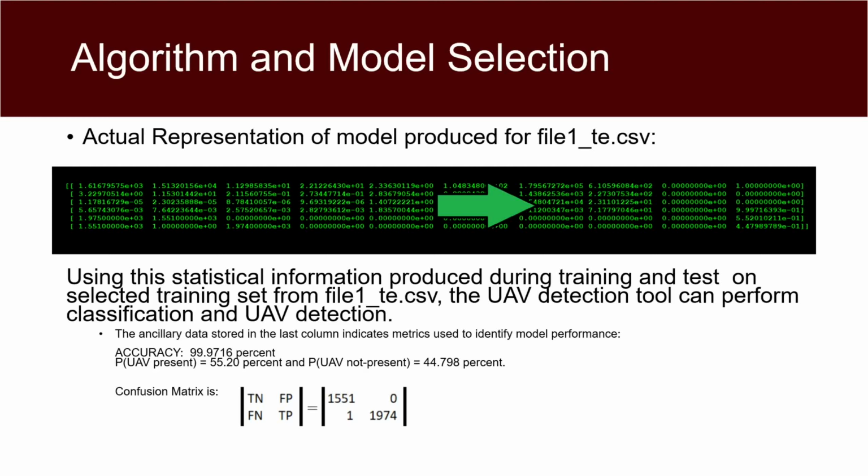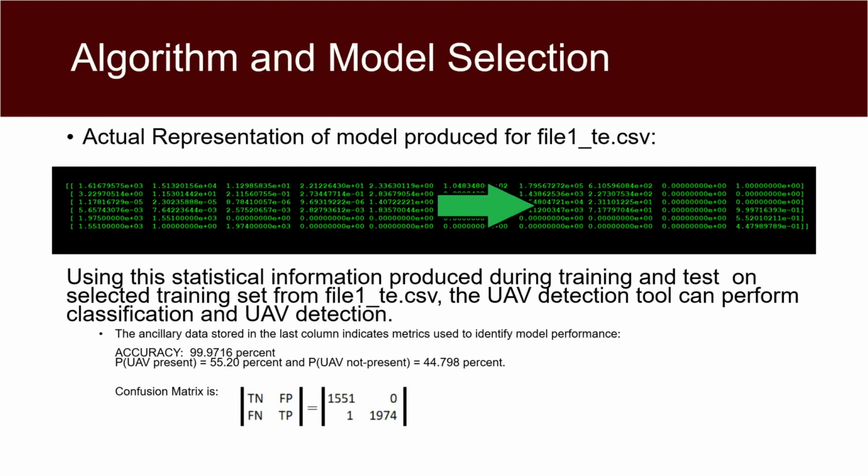You can see, of course, the second from the last column is all zeros. That's one of the columns that we determined we were going to reduce the dimensions on. The very last column has the model ID, the binder ID. Then it has the accuracy. You see it's 99%, which is fairly good for this particular set of files. And then you have the probability of UAV present and the probability of UAV not present being 55 and 44% in this particular data file.